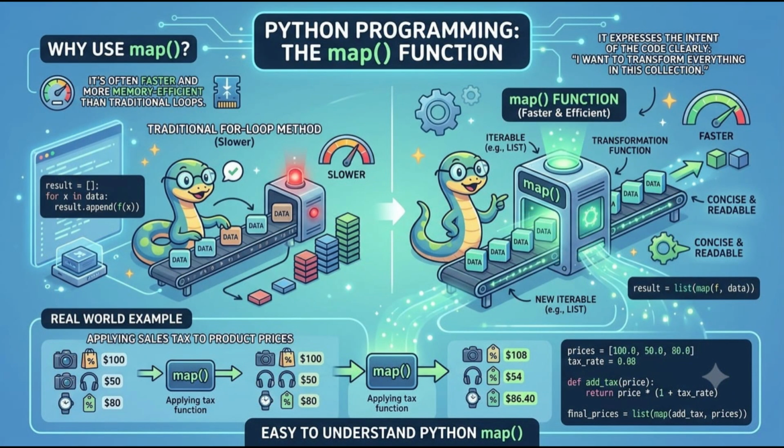Why use map? It's often faster and more memory efficient than traditional loops. It expresses the intent of the code clearly. I want to transform everything in this collection.